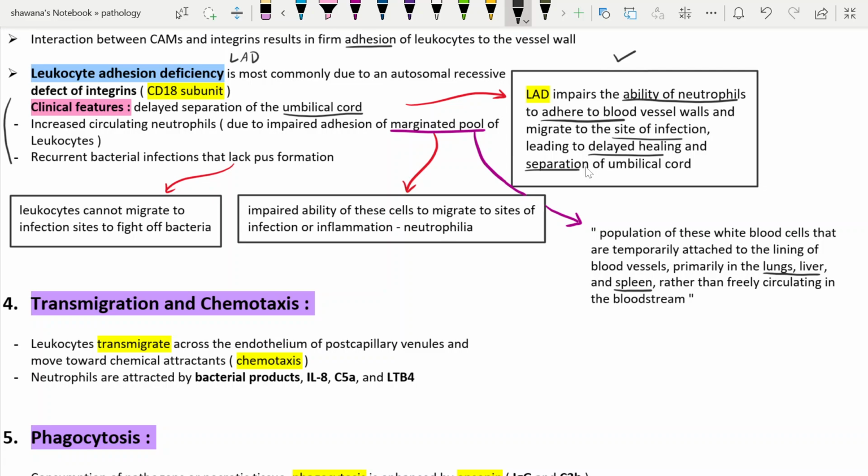The third is recurrent bacterial infection that lacks pus formation. What is pus? Pus is basically the dead bodies of the leukocytes. I cannot simplify that enough: pus is the dead bodies of the leukocytes. When white blood cells or neutrophils cannot emigrate, cannot pass the blood vessel, cannot adhere to the vessel wall, how can they come into the tissue space? They cannot. So there will be recurrent infections, but they will lack pus, because the neutrophils are lacking the integrins.